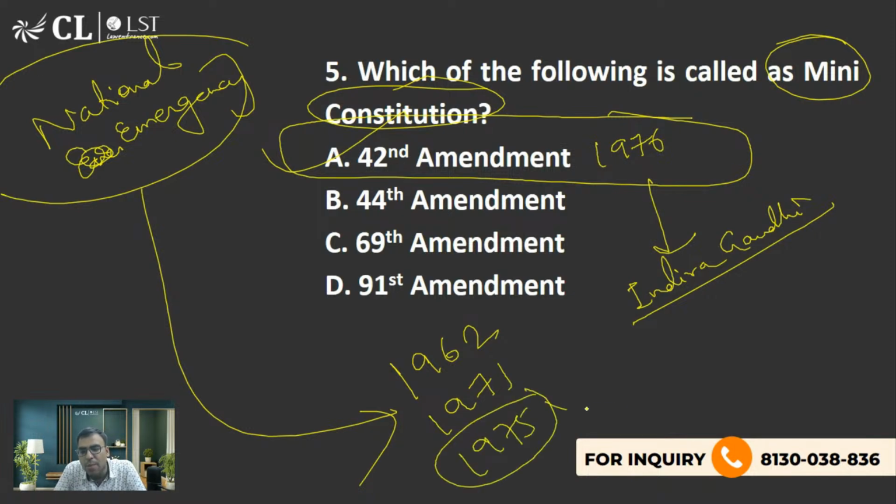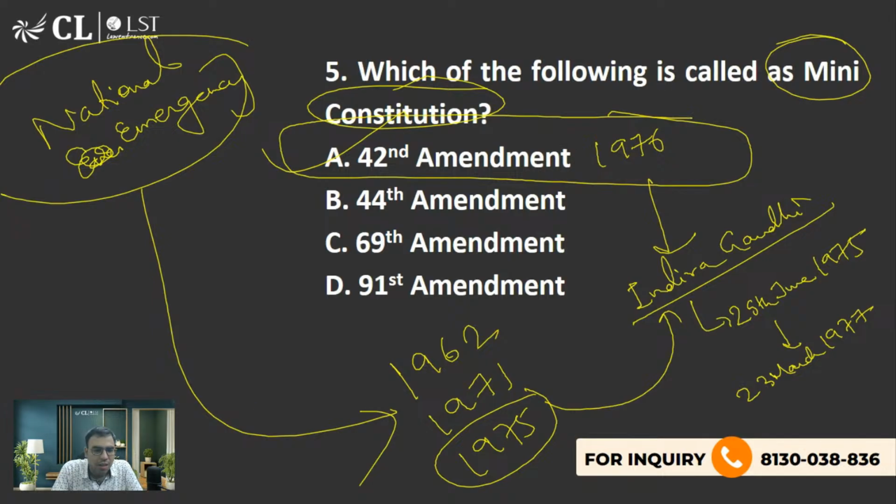This one actually became very infamous. It was imposed on 25th June 1975 and lasted till 23rd March 1977. A lot of things happened during this period. The most important is that the 42nd Amendment of 1976 also happened during that time.